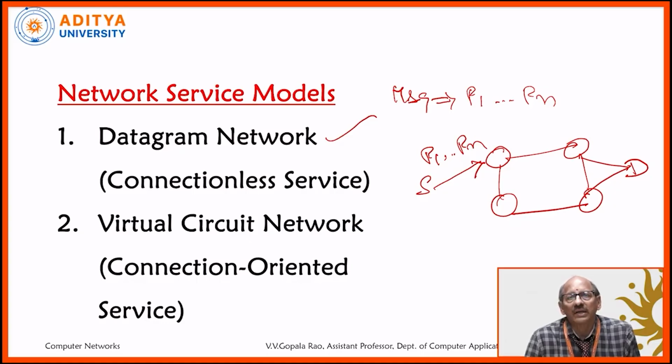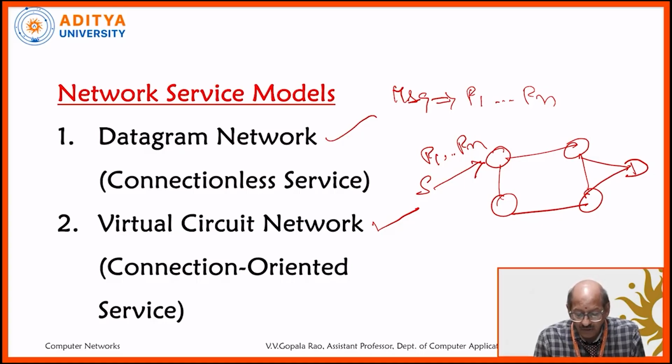In that case you can refer to the connectionless service, which is also the responsibility of the network service model, which is basically called a datagram network. And of course, there is one more thing that is identified here, that is the virtual circuit network, shortly called VCN, which is responsible for establishing a connection before actually transmitting the information in the form of packets. Let us say you take the same example as shown.